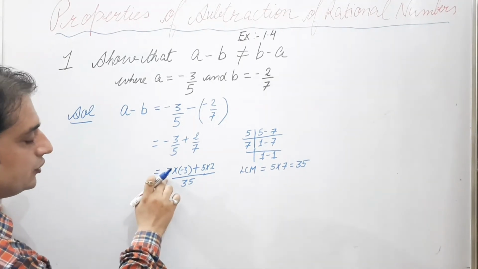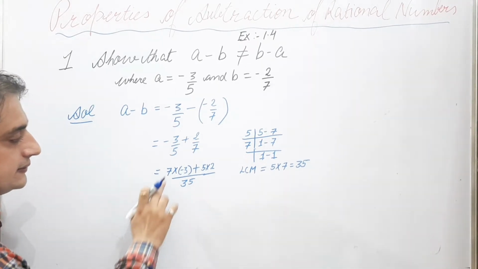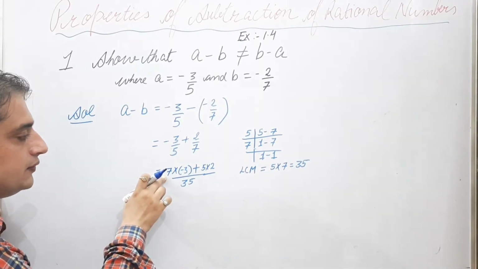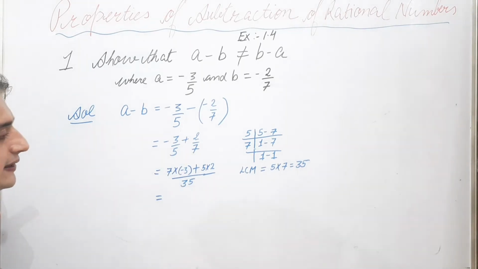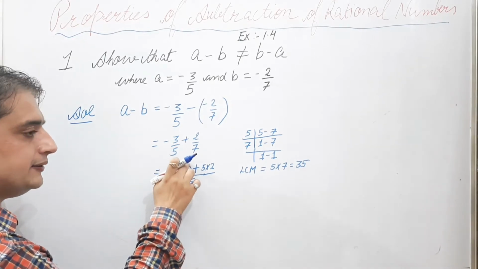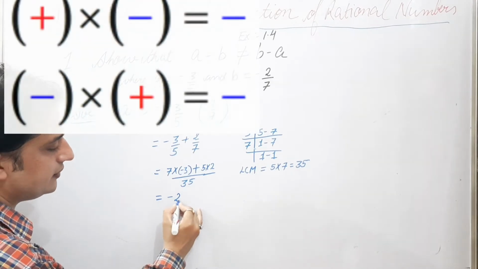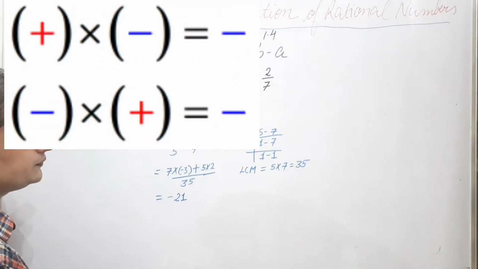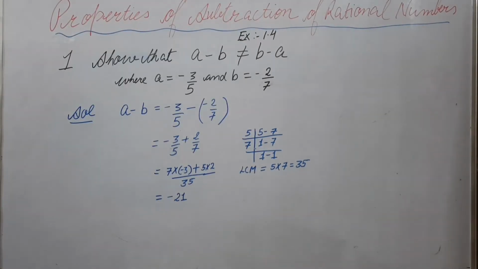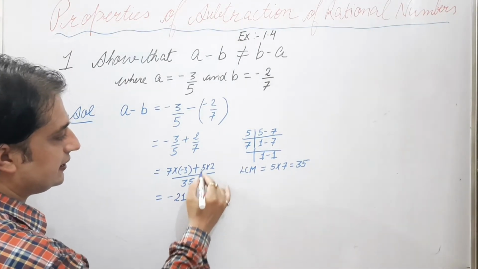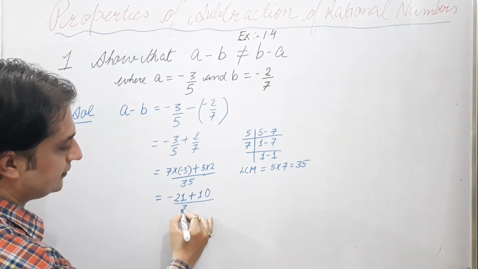7, the product of the two opposite sign numbers. Here the sign is positive, the sign is negative. When you obtain the product, you will get a negative number. 7 multiplied by 3, 21, plus minus minus. So here is minus 21. The product of a positive and a negative number is always a negative number. Plus here 5 2s are 10. The denominator as it is.